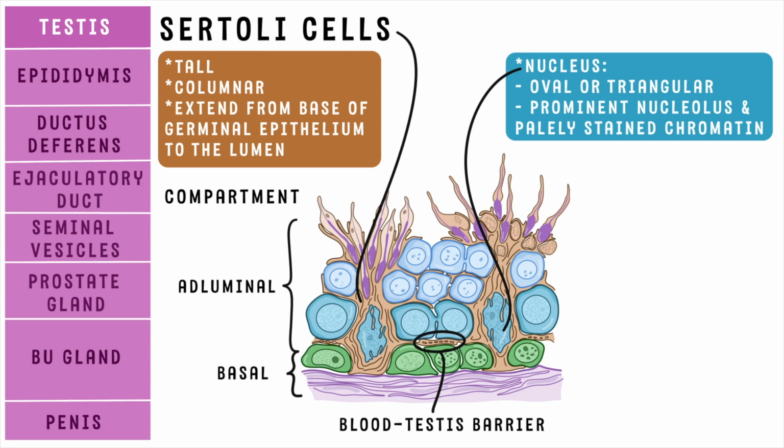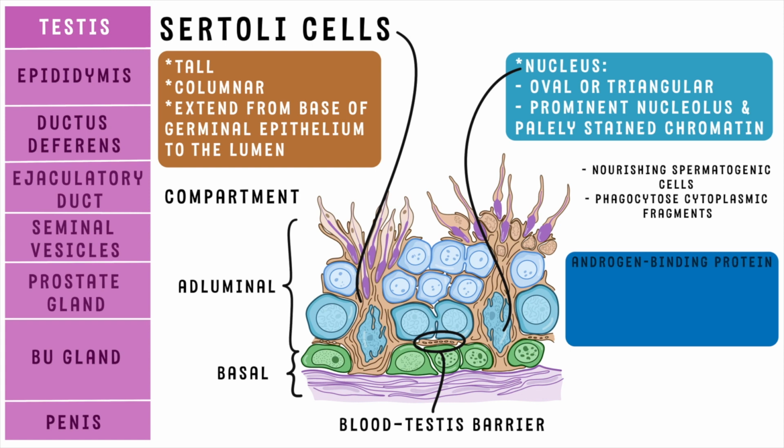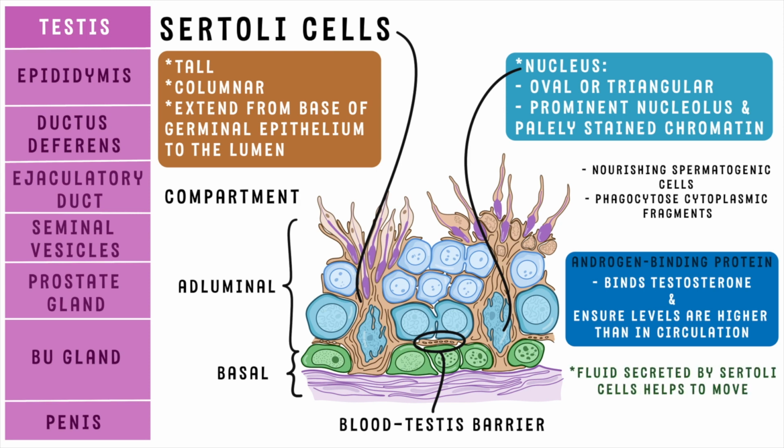Sertoli cells are also important in nourishing developing spermatogenic cells, and they phagocytose cytoplasmic fragments released from spermatozoa as they develop. An important component in the secretion from Sertoli cells is an androgen-binding protein. This binds testosterone and helps to ensure levels in the seminiferous tubules are higher than in the circulation, and the level is adequate for development of spermatozoa. In addition, fluid secreted by Sertoli cells helps to move spermatozoa away from the testis, as at this stage the spermatozoa are not able to propel themselves.